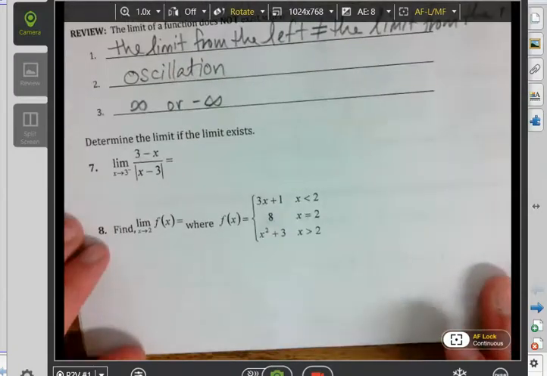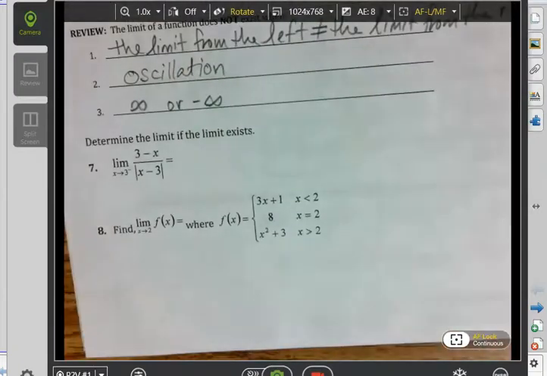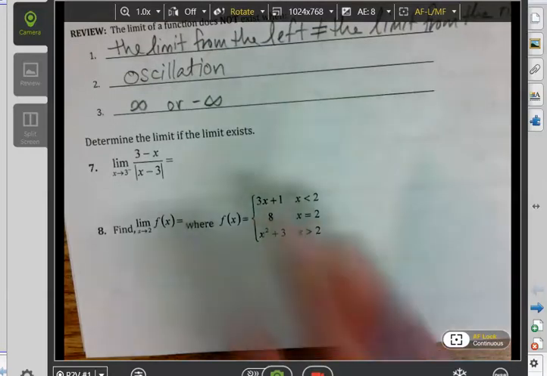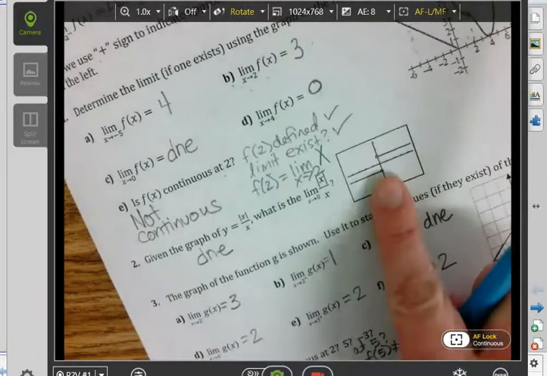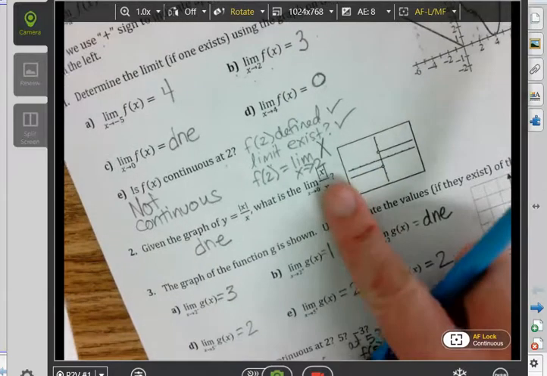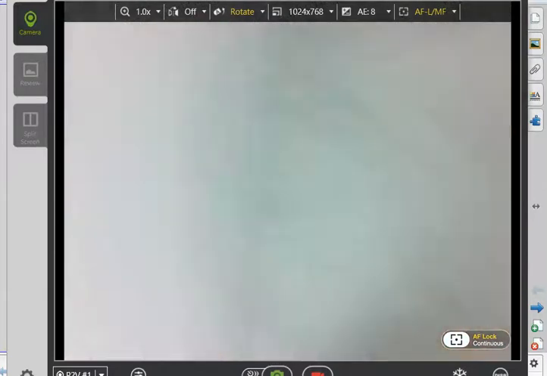So let's look at number 7. Number 7 actually looks a lot like a problem from the front. What did we see in the front with the absolute value? It was this one right here. The absolute value is on the top here, but really it doesn't matter if the absolute value is on the top or on the bottom.